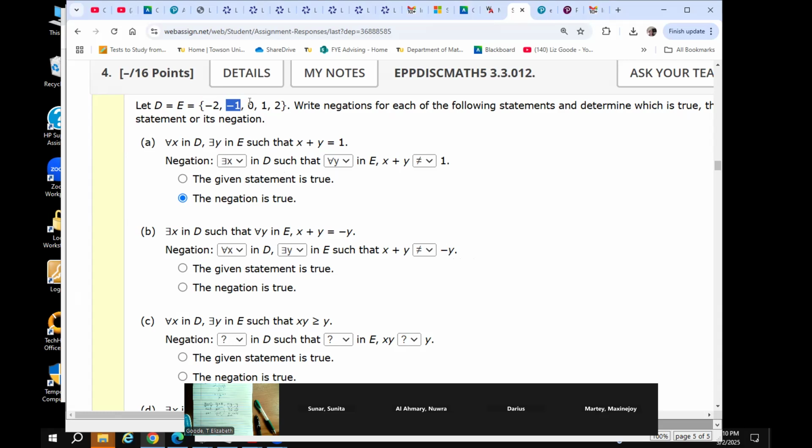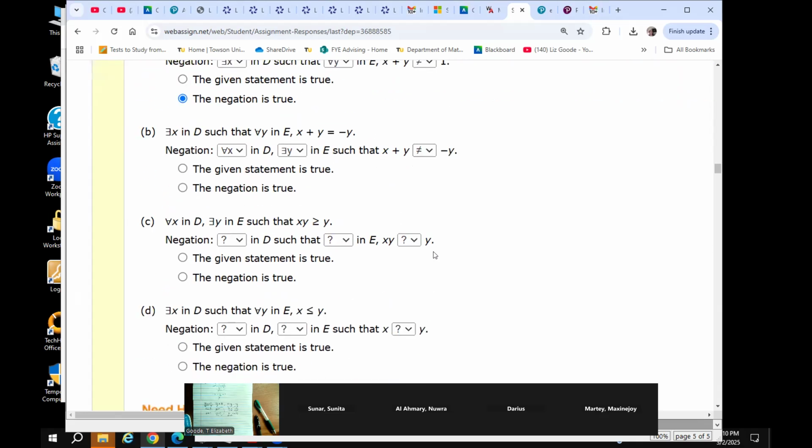Sure. You can pick y equals 0. -1 plus 0 is 0. Oh, wait a minute. No, I can't pick 0. If x is -1, let's pick +1. -1 plus +1 is 0, and that's not equal to -1, which is -y, because we picked y equal 1. This one's a little tricky, but the negation is true on that one as well.